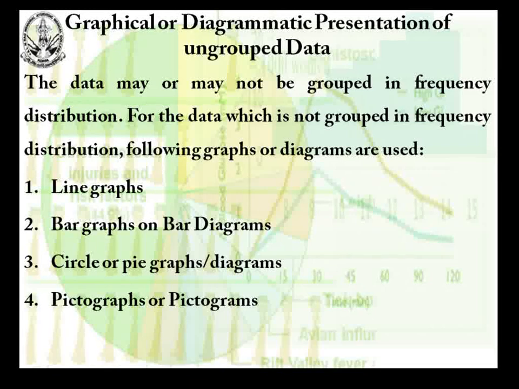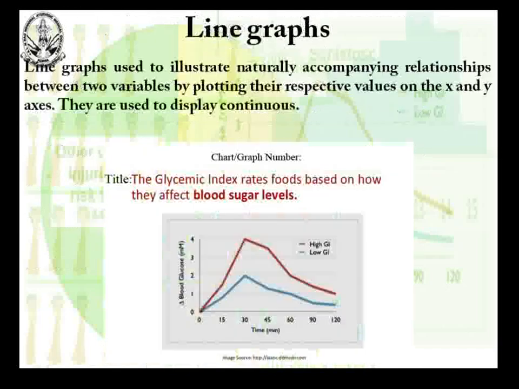Then it comes to graphical or diagrammatic presentation of ungrouped data. Data may not be grouped in frequency distribution. For the data which is not grouped in frequency distribution, those are ungrouped data. For such data, the following graphs or diagrams are used: line graph, bar graphs or bar diagrams, circle or pie graphs or pie diagrams, pictographs or pictograms.